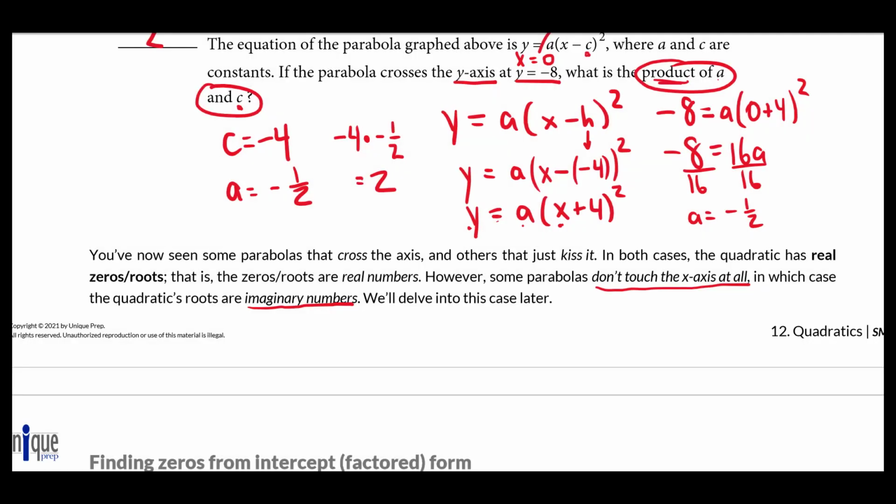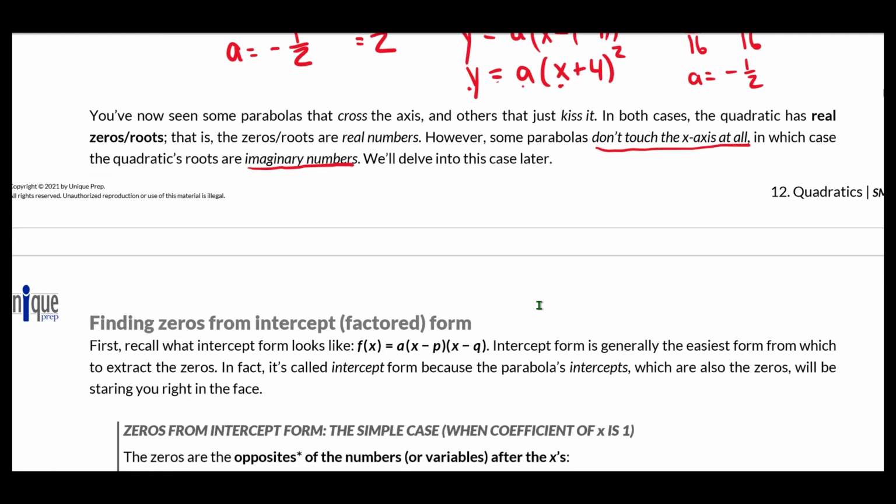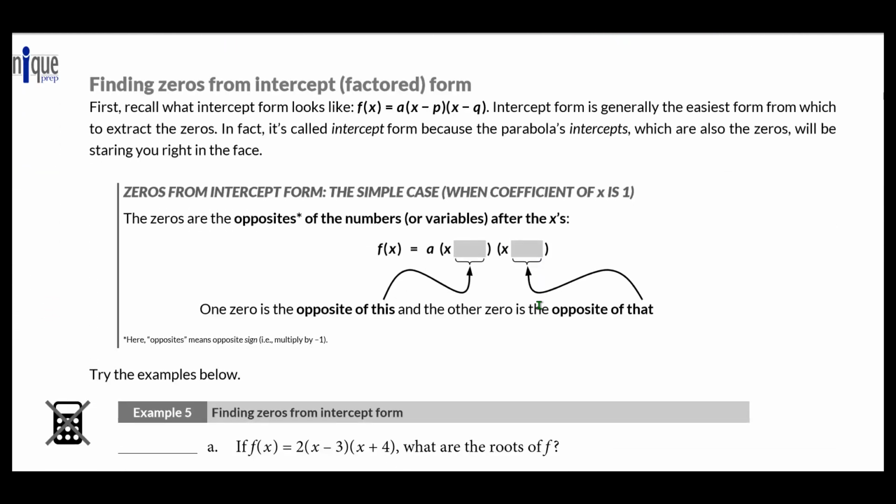At the top of the next page, we move into our next way that we can find zeros, this time finding zeros from intercept or factored form. We just went over how to find zeros in graph form. If we're given the graph, we just look for the x-intercepts.